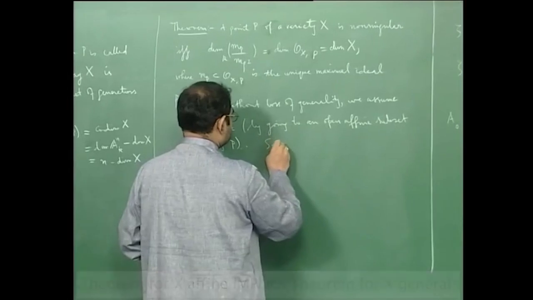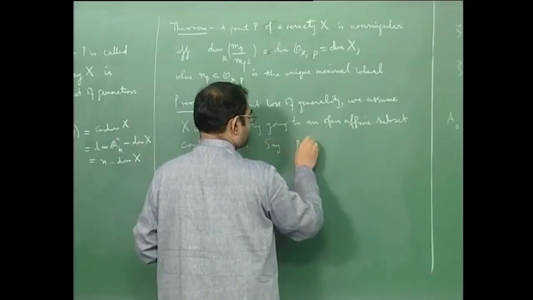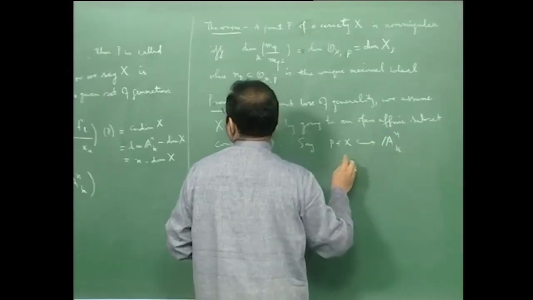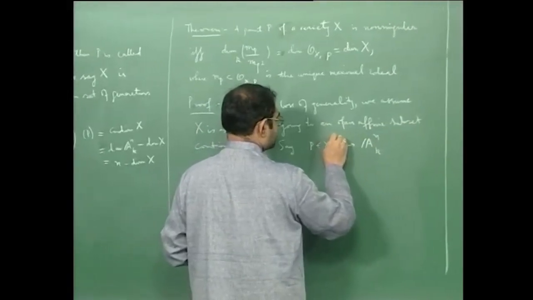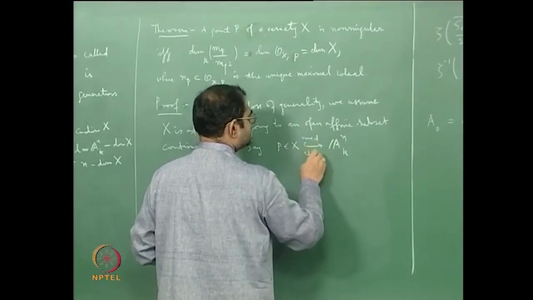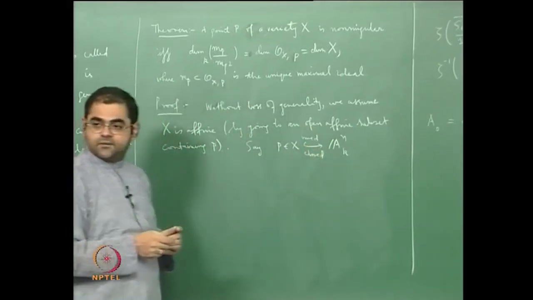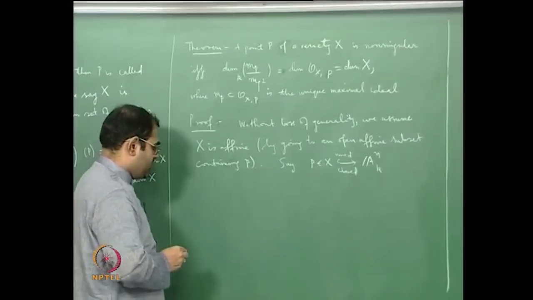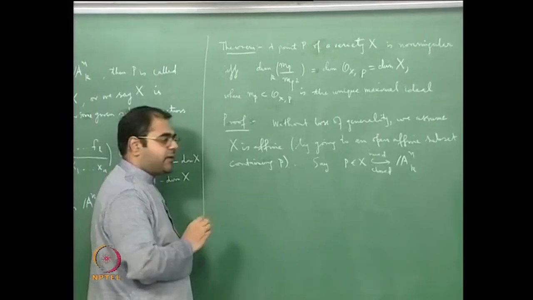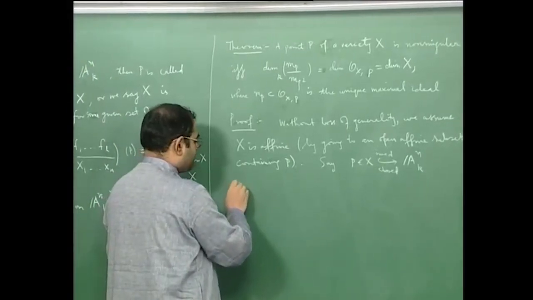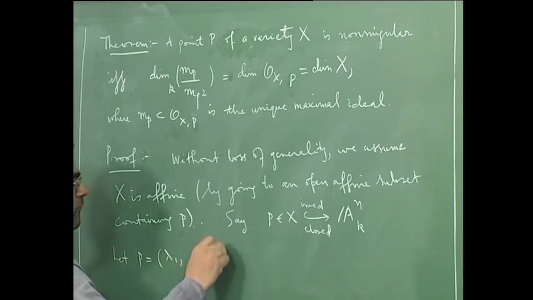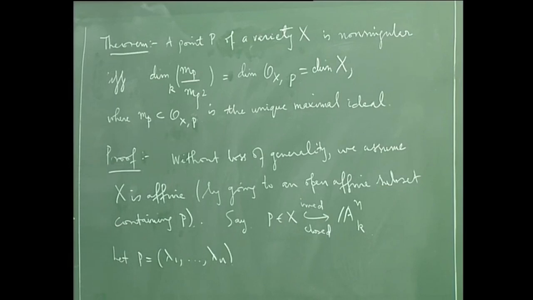So say we are in this situation, P is a point of X which is inside affine n space, and an affine variety means an irreducible closed subset of A^n. Now we'll do some calculations. First of all, let P be the point lambda 1, etc., lambda n. P is a point of n space anyway, so take its coordinates.